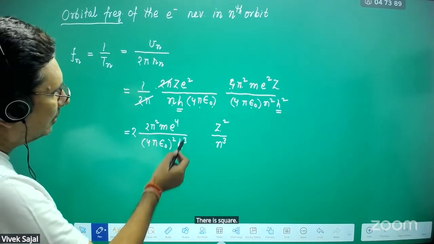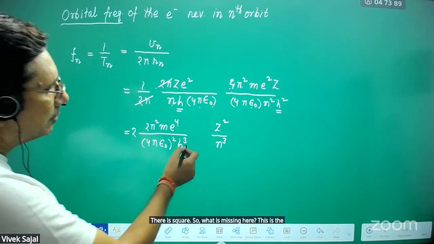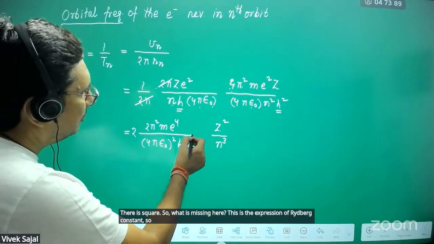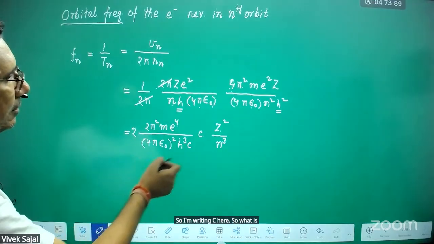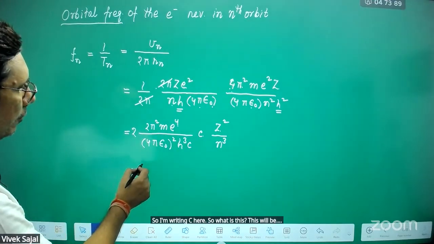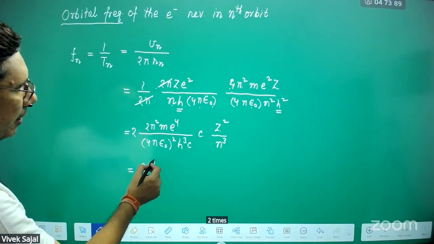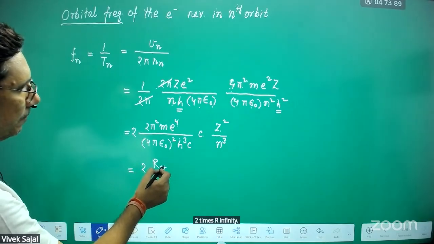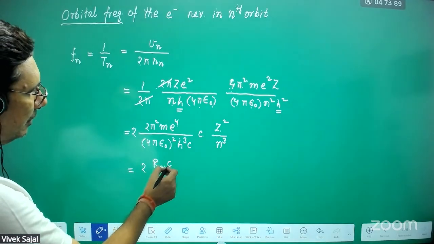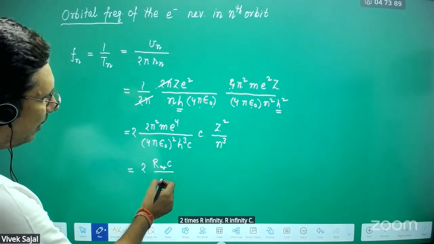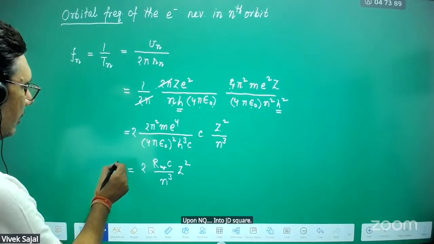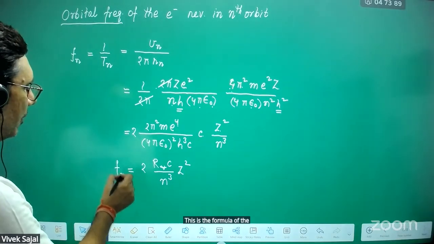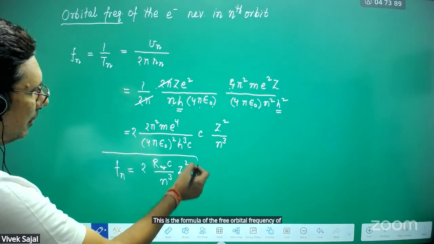So what is missing here? This is the expression of Rydberg constant. So I multiply here. C is missing. So I'm writing C here. So what is this? This will be 2 times R infinity C upon n cube into Z square. This is the formula of the orbital frequency of the electron in the nth orbit.